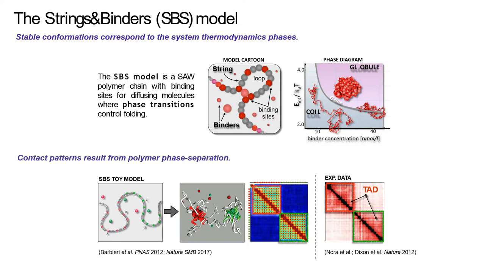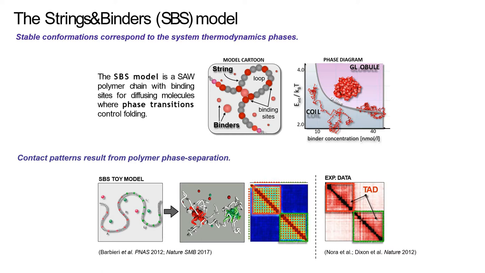Suppose that you have a toy model made of a polymer, which is a chain of beads, a self-avoiding walk. But along that polymer, that should be a chromosome in my mind, you have binding sites, dark red in my slide, for binders, which can bridge cognate binding sites. This is, at the end, a well-known self-interacting polymer. And so you know what to expect.